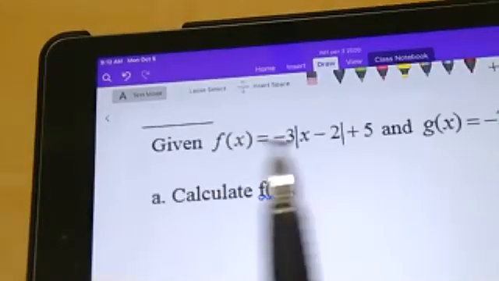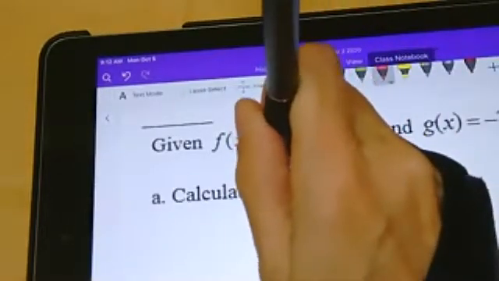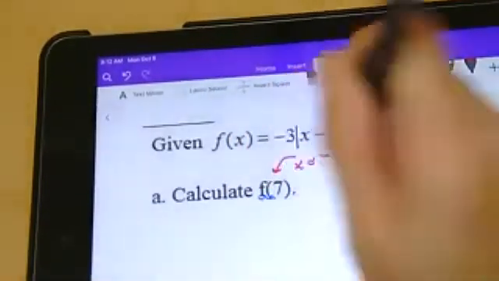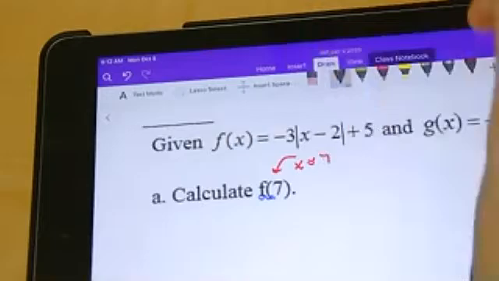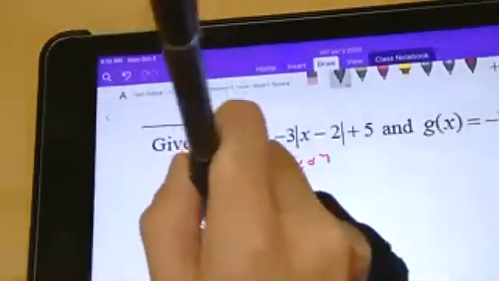Okay, so calculate f of 7. Remember that this notation is just a fancy way of saying our input, which in this case is our x, is going to be 7. So we are going to input x equals 7 into function f. So we take function f, and everywhere I see an x, we're going to put in a 7.